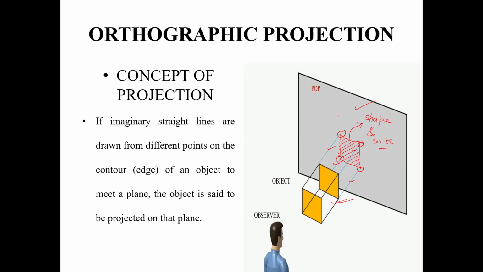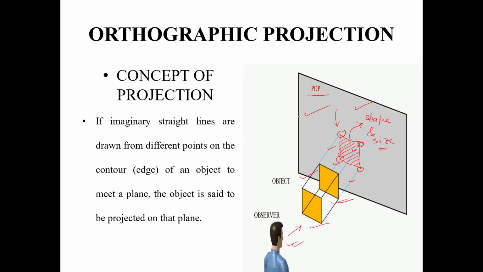And this figure is called the projection of this object on this plane. And the plane is called the plane of projection. So this is what you have to understand very thoroughly. So again, I am repeating, we have an object, we also have an observer who is looking at the object from some direction.